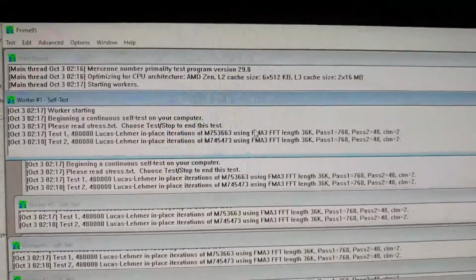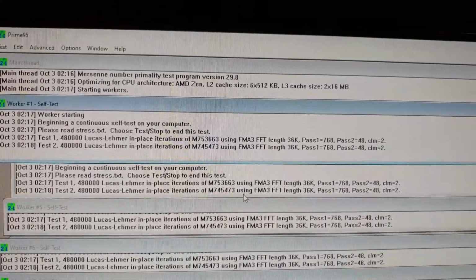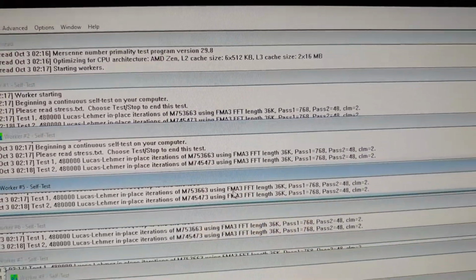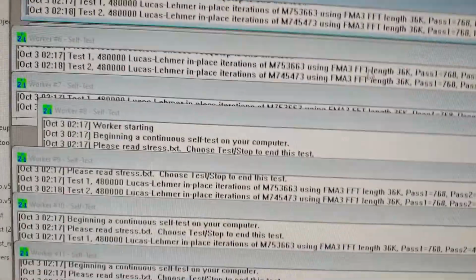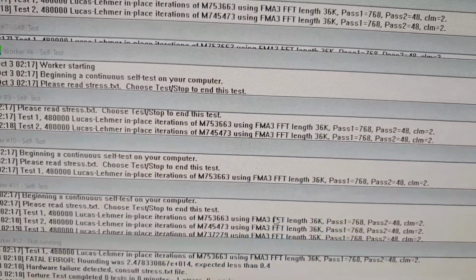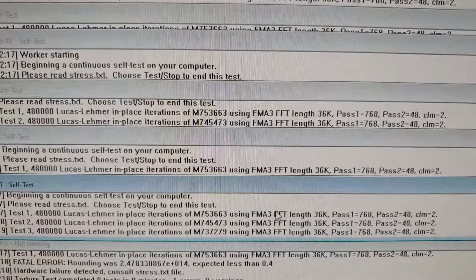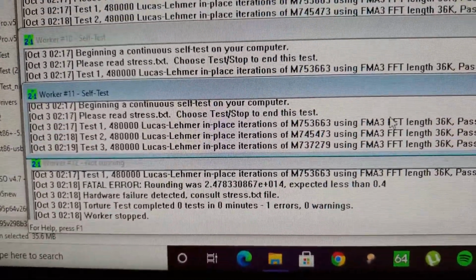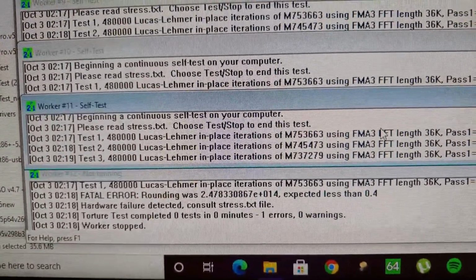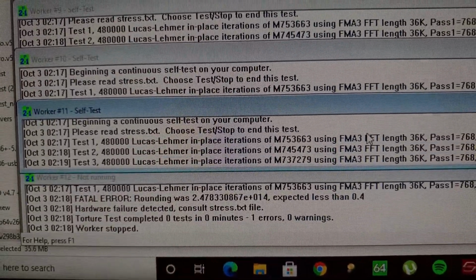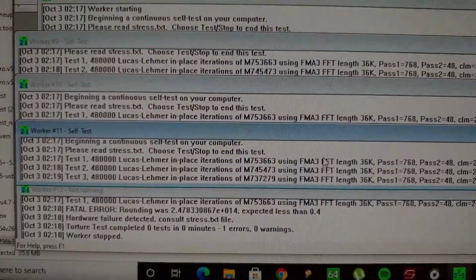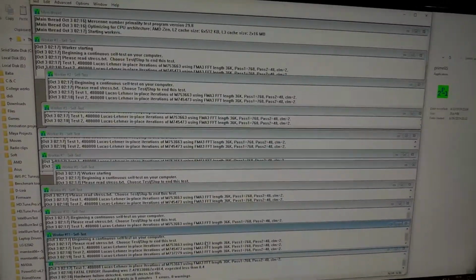If the cores are stable, your tests are going to pass, and you will see that it will pass a certain number of cycles. But the error is something you need to avoid. When you see that there is an error, your overclock is most likely not stable. I am going to show you how to mitigate this problem as well. So I'm going to stop this test.